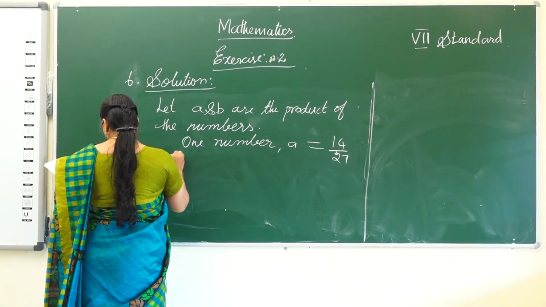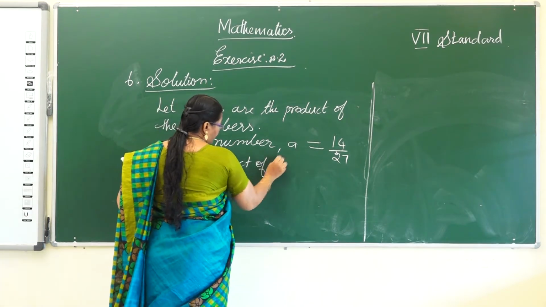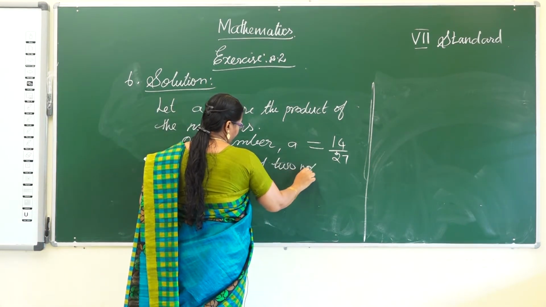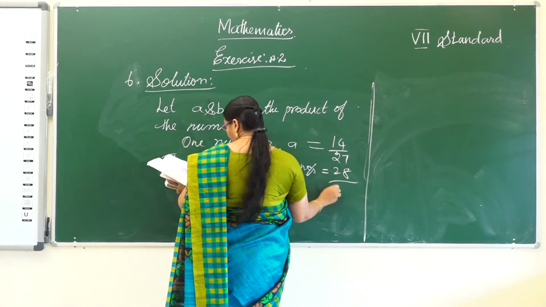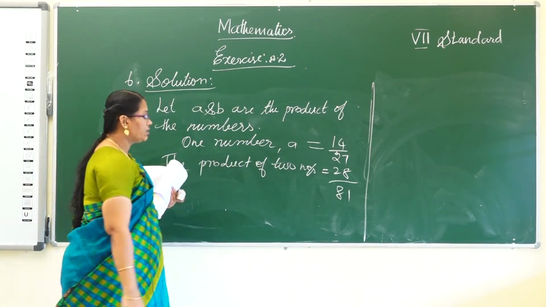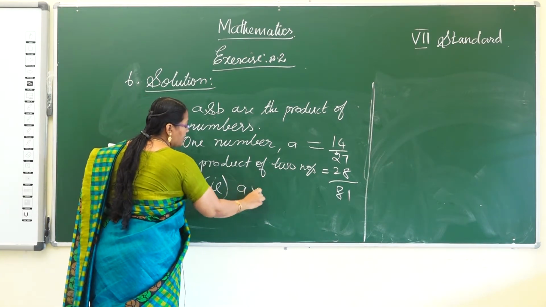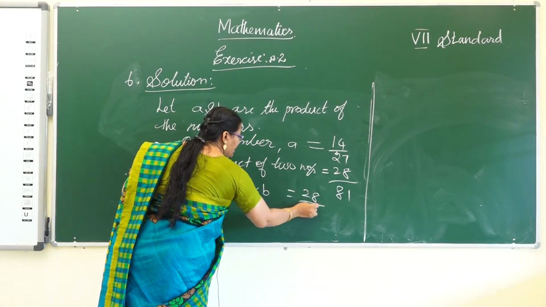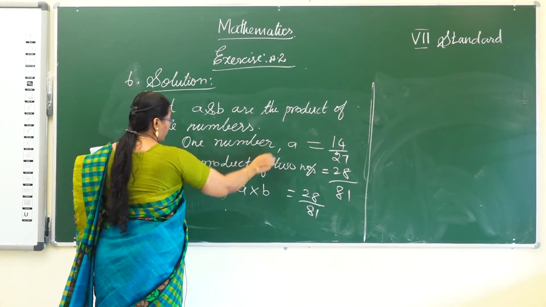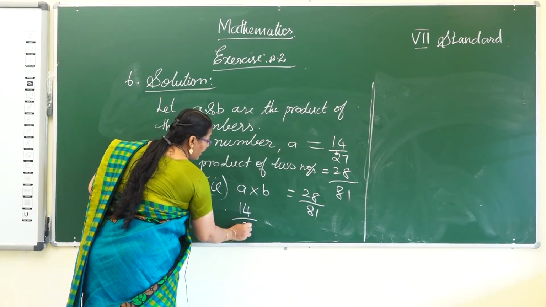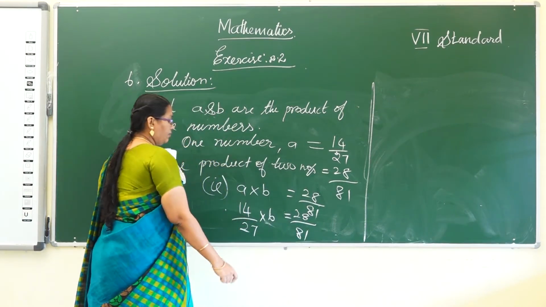Okay, what is the value? The product of the two numbers is equal to, what is the value given? 28 by 81. The product of two numbers means A into B is equal to 28 by 81, which is given. Now substitute the value of A. What is the value? 14 by 27 into B is equal to 28 by 81.